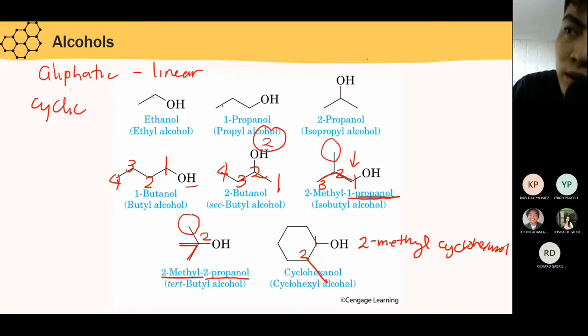Kailan uli kailangan yung 1? Kapag tatlo na yung carbon mo. Propanol, butanol, pentanol, hexanol. Yan. So, dun mo na kailangan mag-indicate ng 1. Pero kapag ethanol, methanol, hindi na.